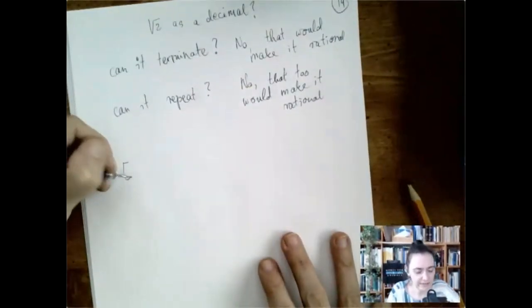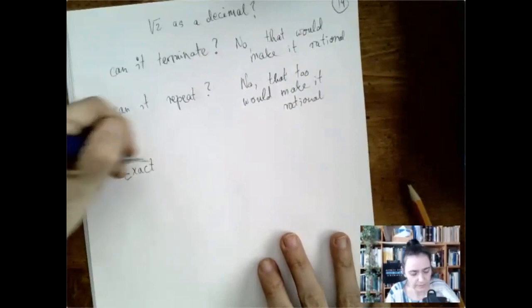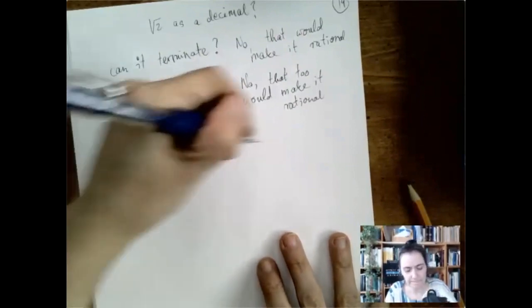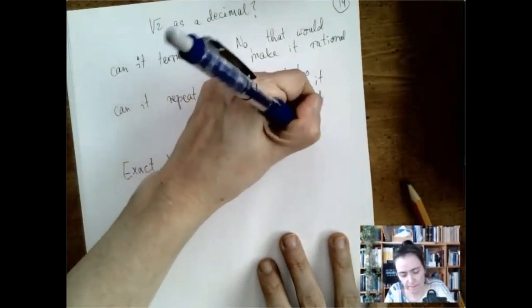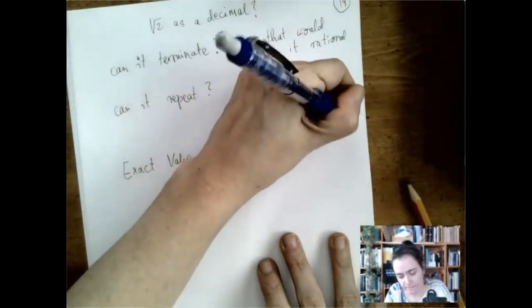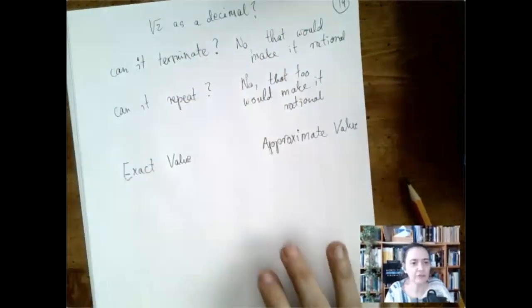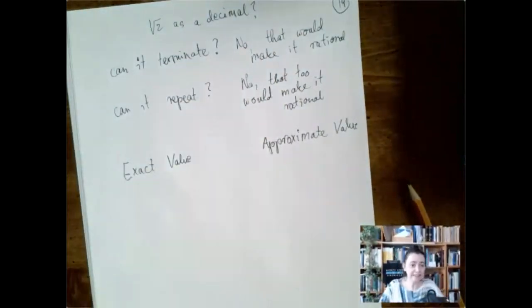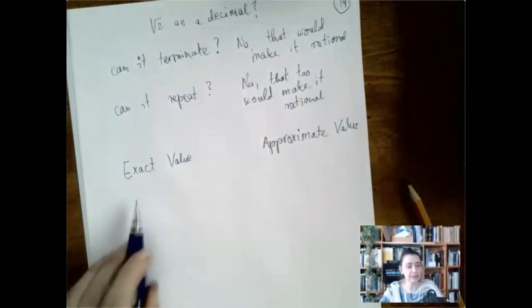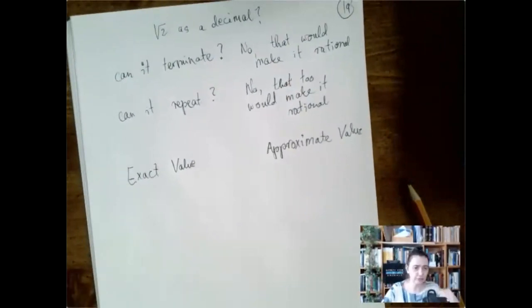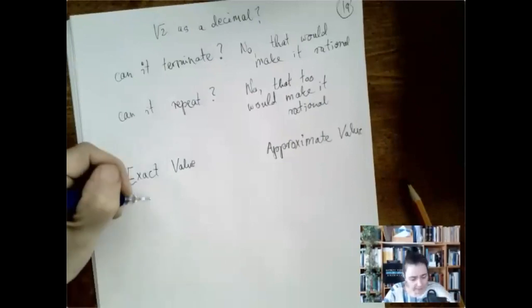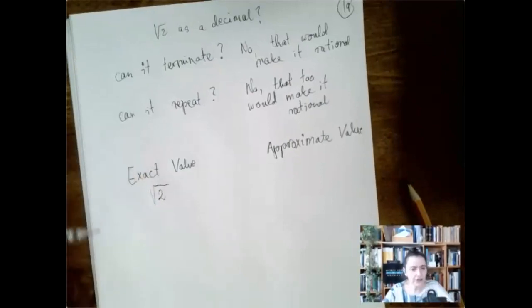So there is going to be this thing called exact value and approximation, or approximate value. And if you hear, and you will hear, this is going to be the rule, that we want exact value. The only way we can write square root of 2 as an exact value is if you write it down. It's the number that when you square, you get 2.